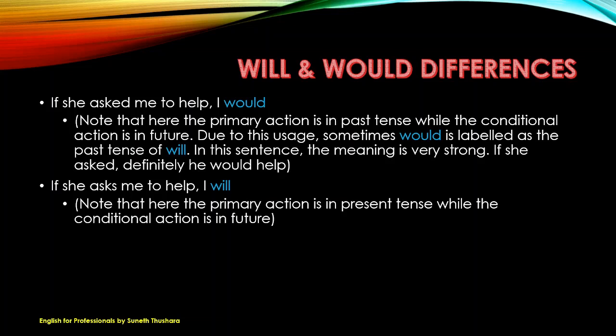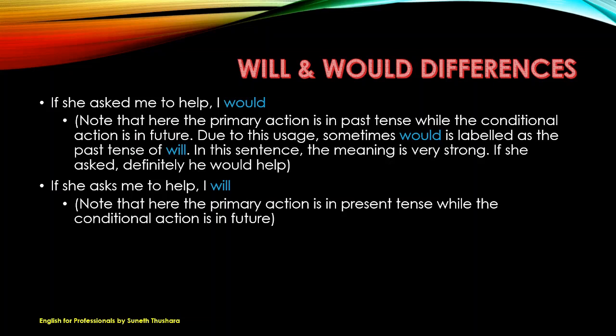So will and would are such a couple. In this sentence, the meaning is very strong. If she asked, definitely he would help. You had a determination to help her, so you say, if she asked me to help, I would. I had the determination to help her, but she didn't ask, therefore I didn't help. But when we say, if she asks me to help, I will, that is something that happens now in the present tense. So this is not very strong. Here the primary action is in present tense, while the conditional action is in future, and this is not a very strong sentence, because she has not asked. Now she has the chance to ask.